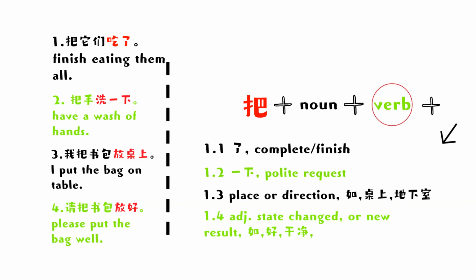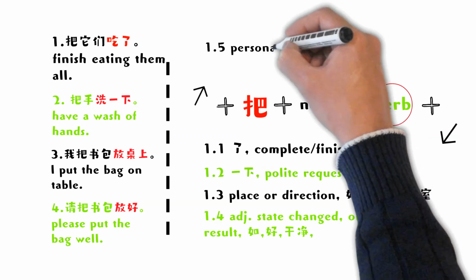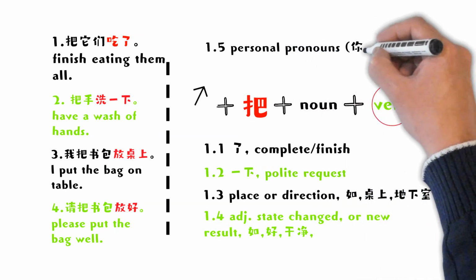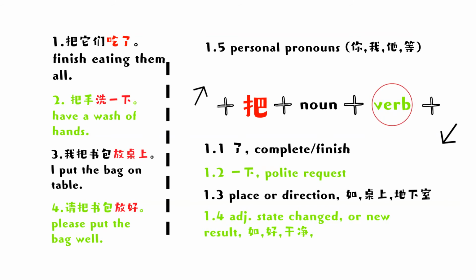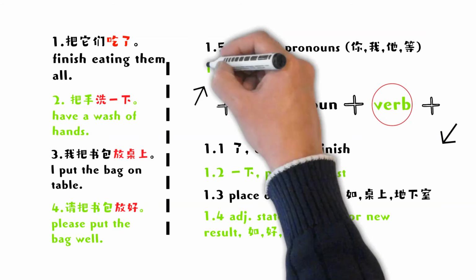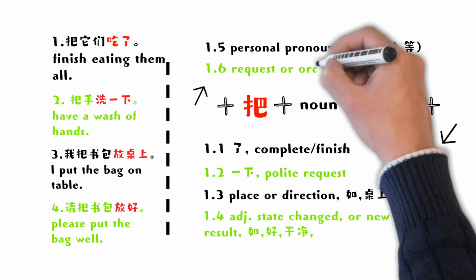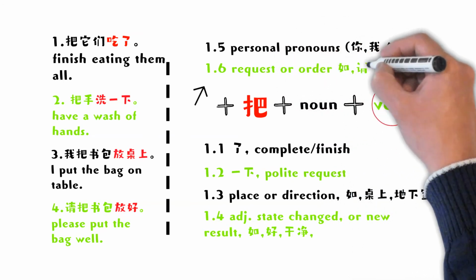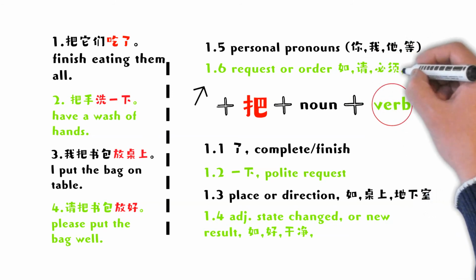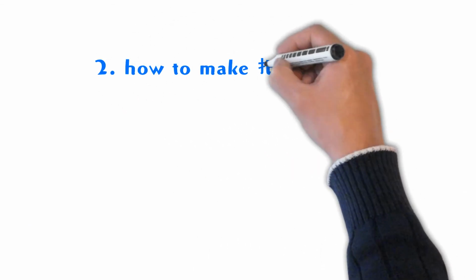Of course, we can also add something at the beginning of a 把 sentence. For example, we can add 1.5, personal pronouns like 你, 我, 他 and so on. Let's see example number 3. 我把书包放桌上. Or we can add 1.6, a request or order like 请 or 必须. Let's see example number 4. 请把书包放好.